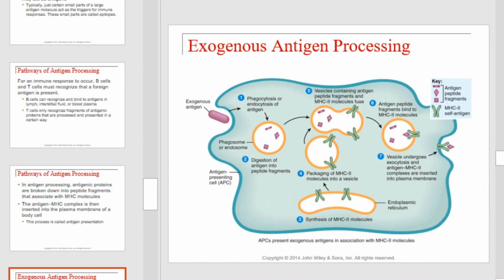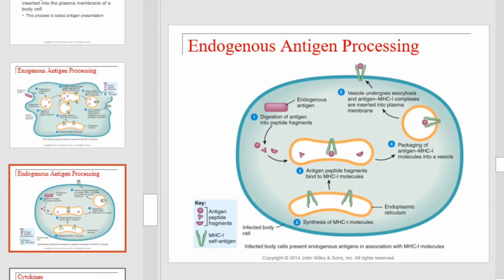This is an illustration of exogenous antigen processing. And this is an illustration of endogenous antigen processing.